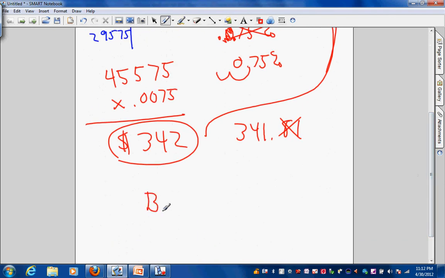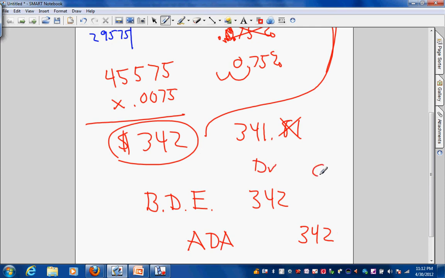You want the journal entry. It's going to be bad debt expense, and once again I'm abbreviating, and this will be 342. I don't have to subtract and figure it out up there. My corresponding credit is allowance for doubtful accounts, 342, and there we go, debit, credit.